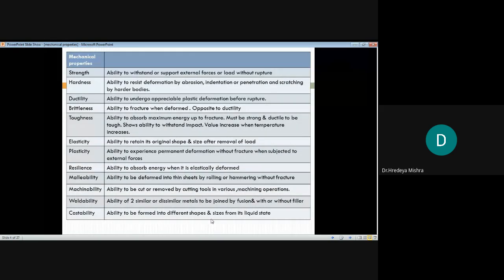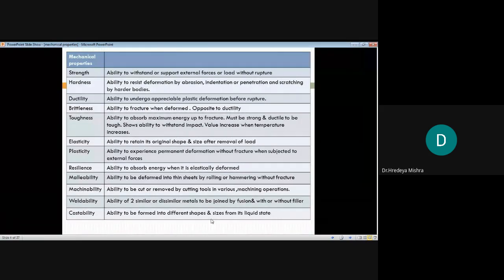Okay, so here the first mechanical property: strength. What is strength? Ability to withstand or support external force or load without rupture. Rupture is nothing but a cause of failure.